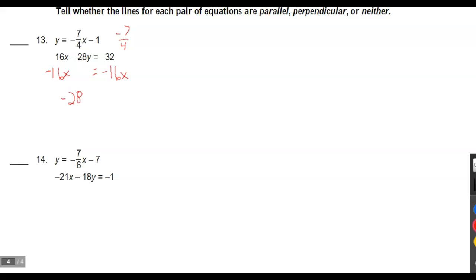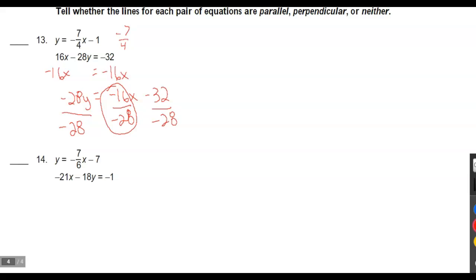Simplify, negative 28y equals negative 16x minus 32. Now what am I worried about here? I'm worried about what my slope is. So I'm going to divide by negative 28, divide by negative 28. And so this tells me my slope. This gets divided by negative 28 too. So here's my slope. Some of you would be quick to write neither here, but let's take a closer look.